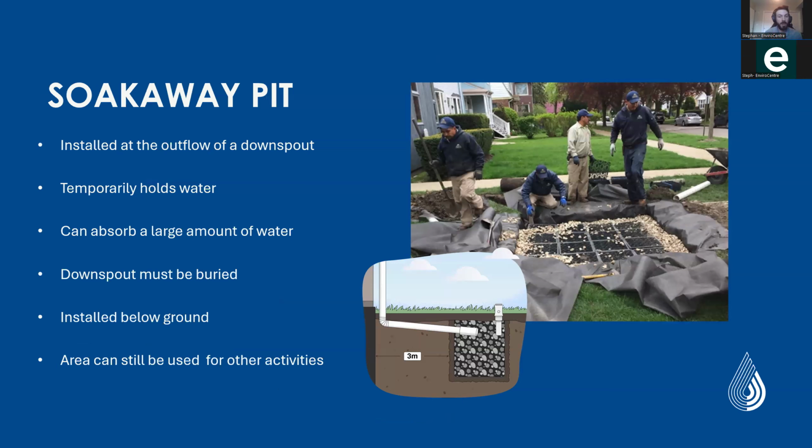Another option, soakaway pit. You'll notice they do a lot of the same things as a rain garden does, with some small differences. So also, they're installed at the outflow of a downspout. They temporarily hold water. They can absorb a large amount of water. Sounds very familiar. The differences are the downspouts for soakaway pits are buried, so they are underground, as you can see in this diagram here. And the soakaway pit is fully installed underground, so you won't see anything except an overflow valve, which is just there in case there's a ridiculous amount of water that comes down at once. If it does overflow for any reason, it's just going to overflow into the grass above.